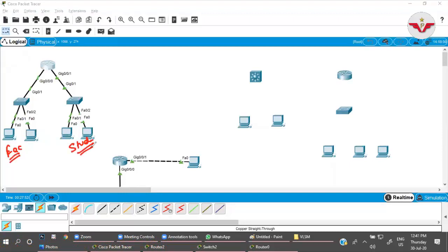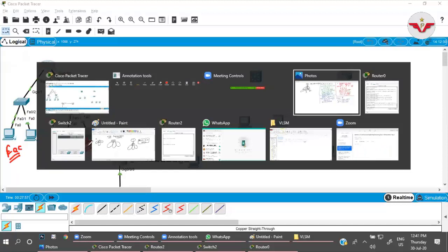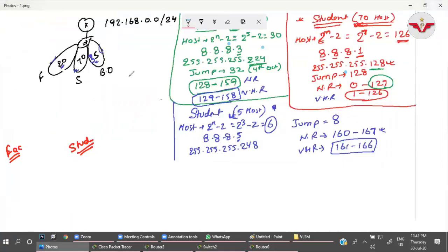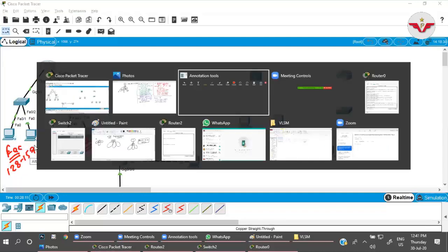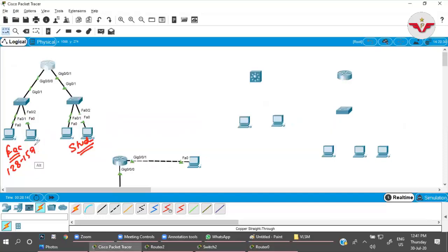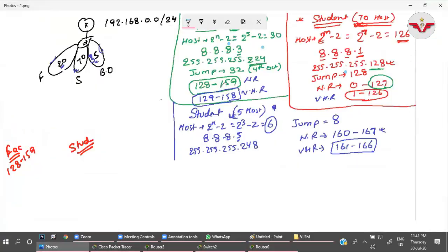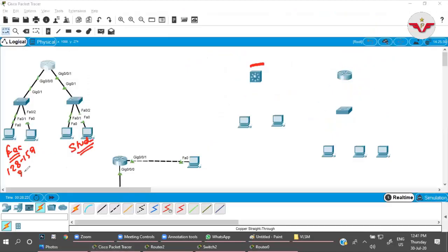This is the faculty network, this is the student network. As per our scenario, for the faculty network, what was the network we got? From 128 to 159. So for faculty I will use from 128 to 159, and the subnet mask we need to use is 224, right? So I will use the 224 subnet mask in this network.